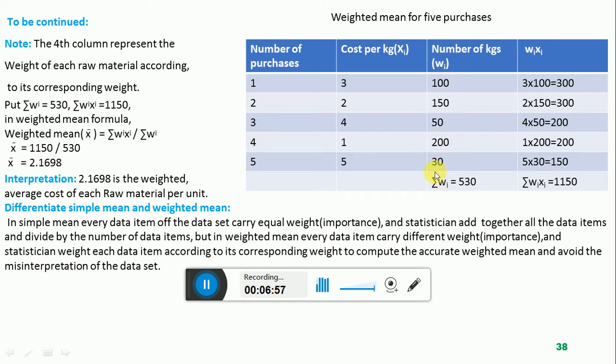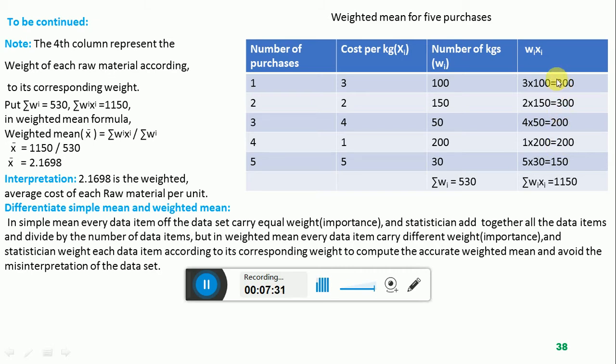We add them together and compute summation Wi, which is equal to 530 kgs. These are the numbers of kgs of the 5 different raw materials that the company required, and when we add them together, the total is 530 kgs. To purchase these 530 kgs, the company pays a total cost of $1150. So these are the costs of the 5 different raw materials. We call this the total weight.